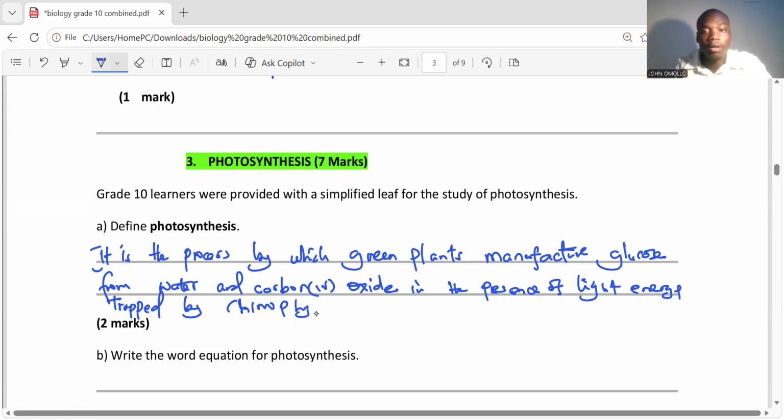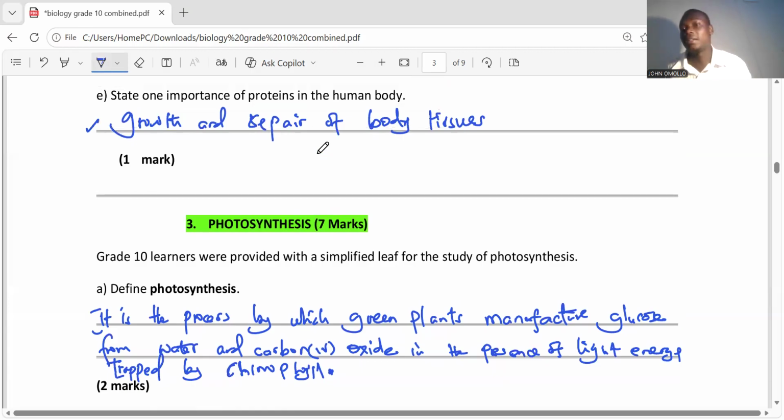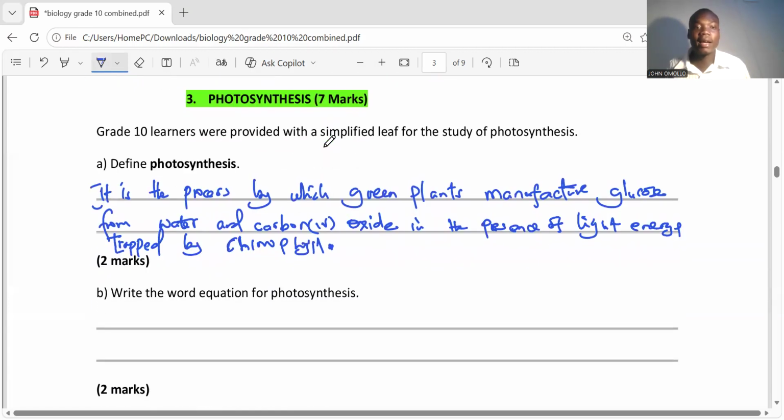I know majority of grade 9, grade 10 learners will be asking themselves, why is the teacher complicating this definition? I'm not complicating. I'm just giving you a mature definition so that you learn that you're now in a different class. You're now in a different category. You are now a grade 10 learner and you need to understand that green plants make their own food. And which food are they making? They're making glucose from what? From water and carbon dioxide in the presence of light energy that is trapped by chlorophyll.